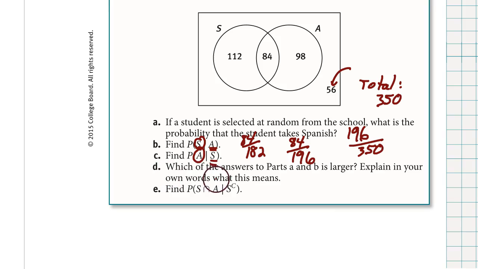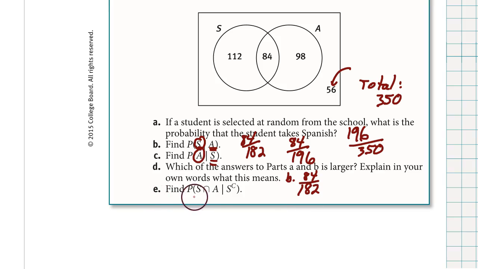Question D, which of the answers was larger? The larger answer is the one from question B, the 84 out of 182. That is a larger number because its denominator is the smaller denominator.